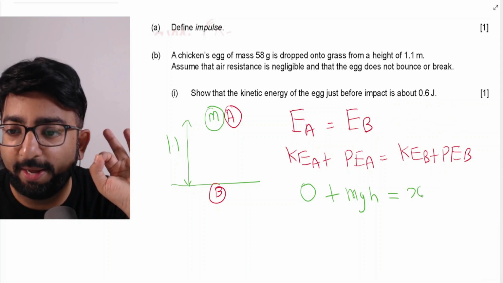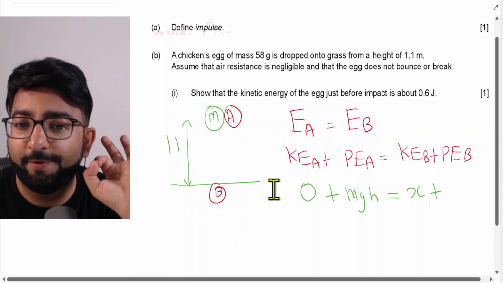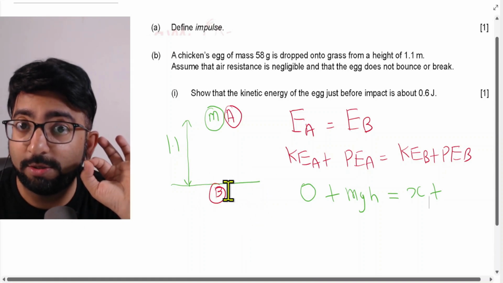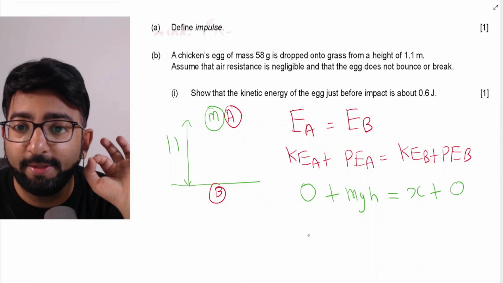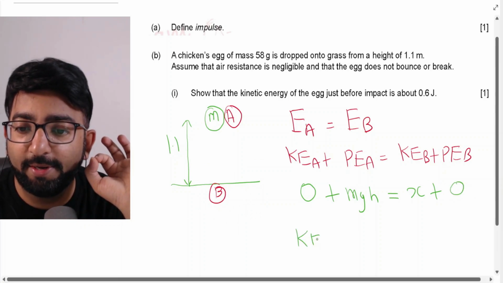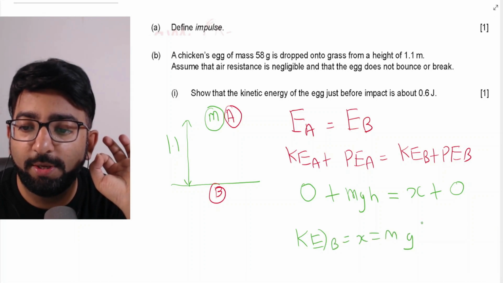Let's write that as x, plus, since point B is almost on the ground, we assume the potential energy at point B to be 0. So x plus 0. Hence the value of x, which is the kinetic energy at B, is equal to m times g times h.